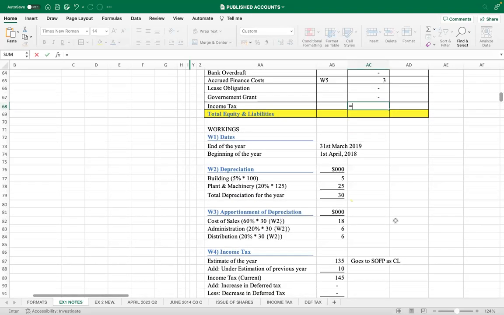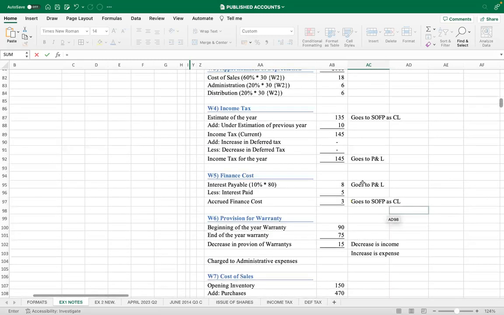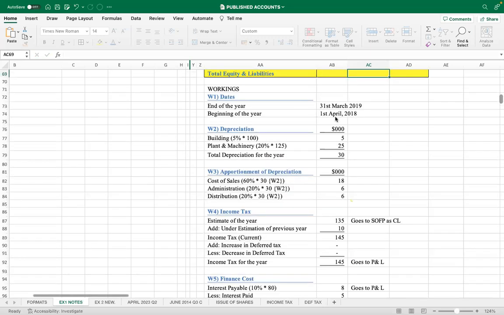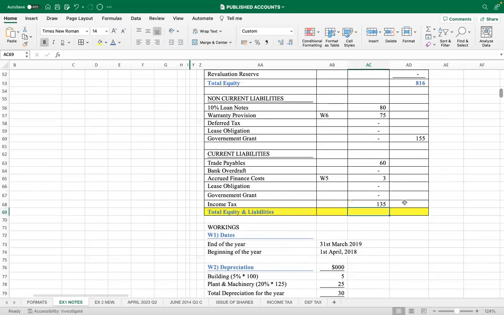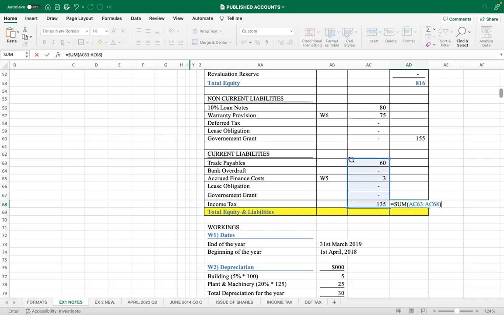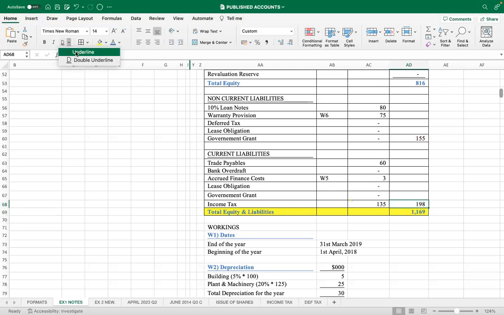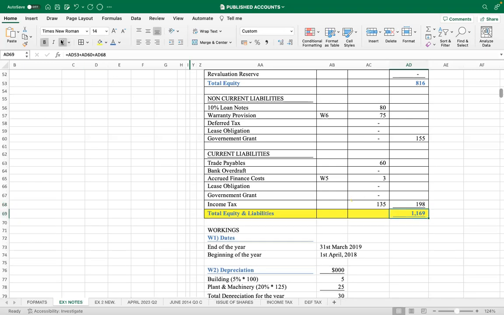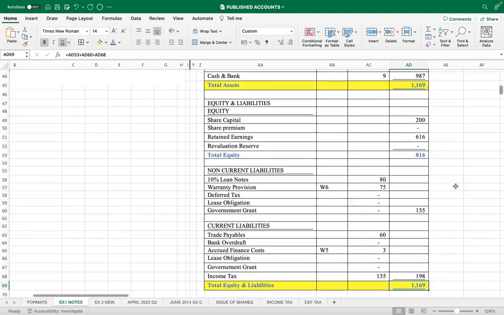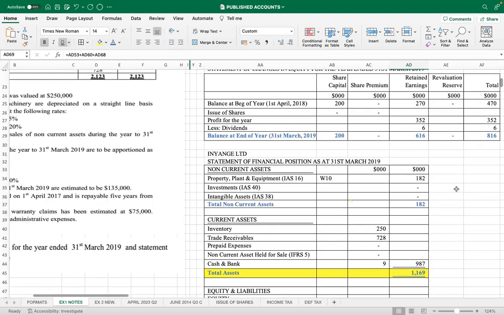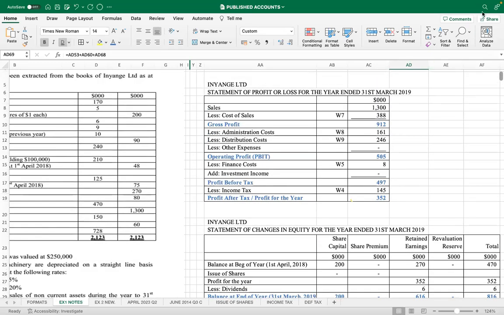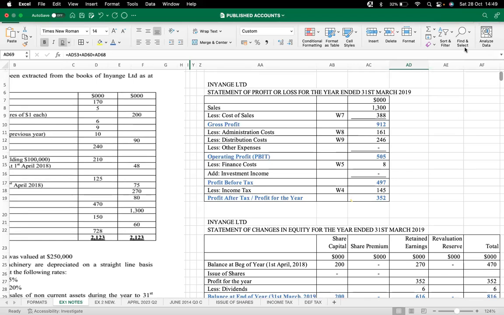Was there any income tax? Yes. Income tax, the amount that goes to the balance sheet, is 135. Now, this is the time we know if we were right or not. So our total current liabilities is 198. Now we take total equity plus total non-current liabilities plus total current liabilities. Were we right? Yes, we were very right. It has balanced. Let me hope yours in exams will also balance. If it balances, you are sure of 30 marks. So that is how we prepare company accounts.